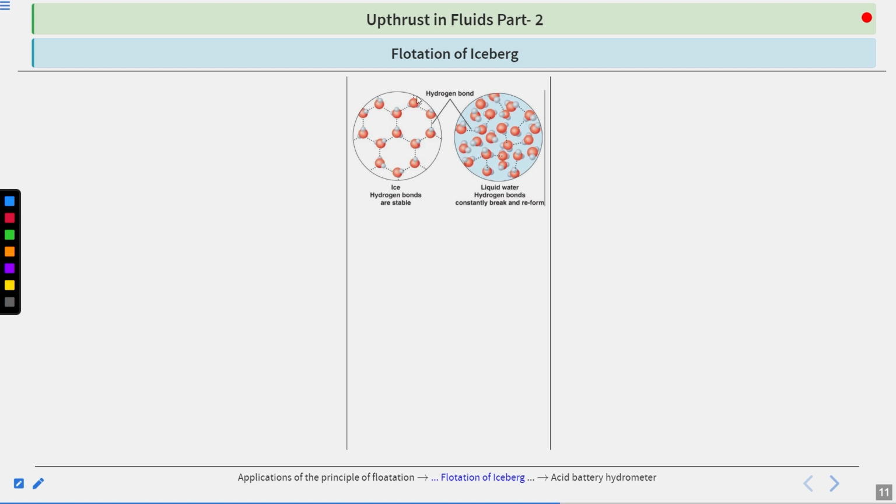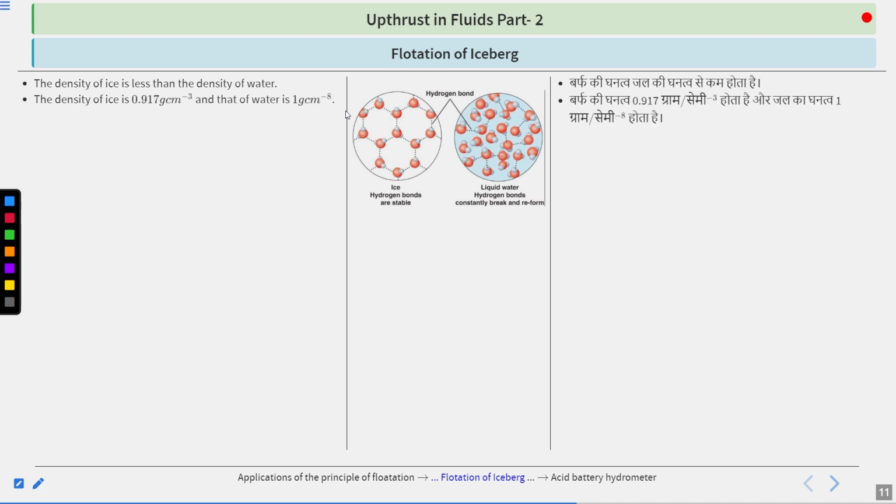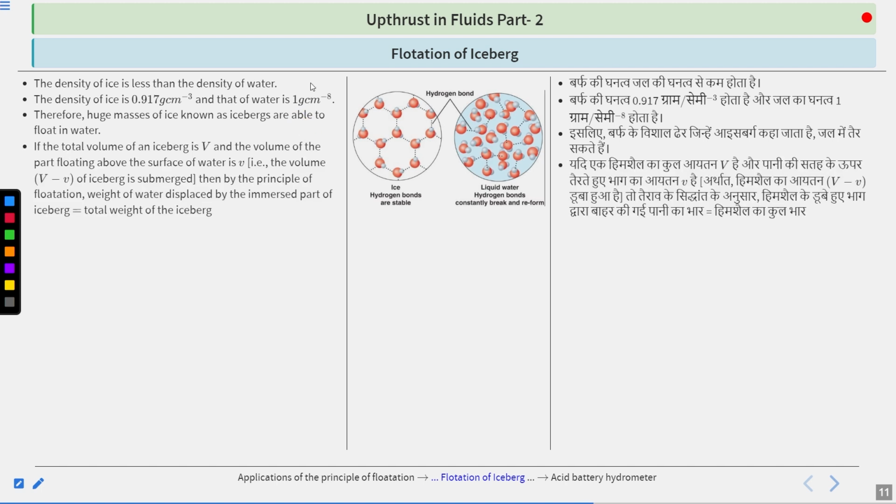Okay. After the flotation of a submarine, now it's time to discuss the flotation of an iceberg. When we talk about ice, the density of ice is less than the density of water. The density of ice is nearly 0.917 g cm^-3 and water is 1 g cm^-3. Therefore, the huge masses of ice which we call icebergs seem heavier than water, but density-wise they are not. So that's why they are able to float in water, because their density is lower than the density of water.